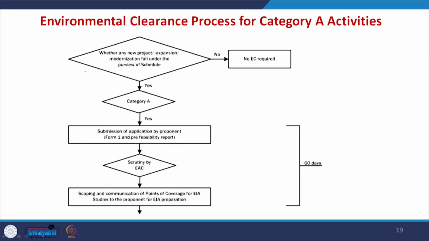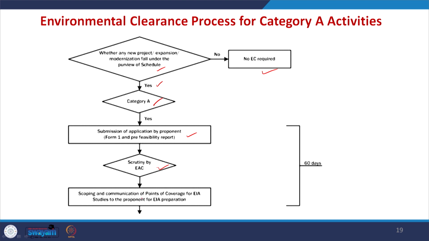Now, the environmental clearance process for category A activities or category B which require EIA. First, we check whether any new project, expansion or modernization falls under the purview of the schedule of the EIA. If no, it does not fall, so no environmental clearance is required. If yes, we check whether it is category A or any category which will require EIA. So, category assessment is done. Then if yes, this is category A, submission of the application by the proponent. There are certain pre-feasibility reports and the form is submitted and it is scrutinized by the environmental assessment committee.